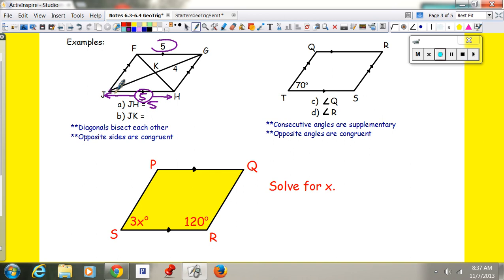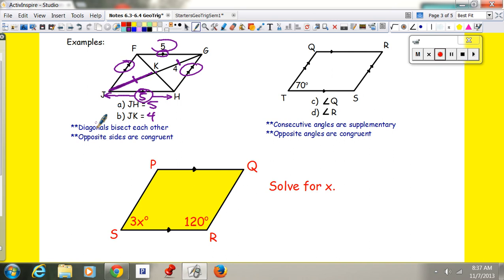JK would be from here to here. Do we know what that is? It's got to be 4, because if this is 4, then this has to be 4. The diagonals bisect each other. They cut each other in half in every parallelogram. We know it's a parallelogram because these are parallel and these are parallel, so it has to be a parallelogram. That's the definition. If opposite sides are parallel, it's a parallelogram.